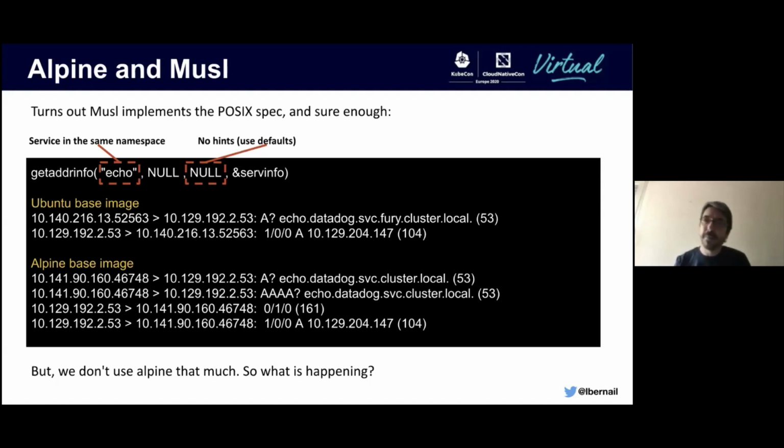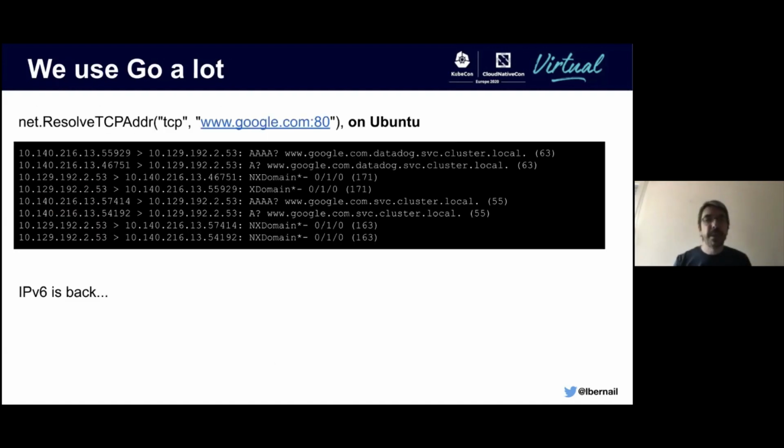However, we don't use Alpine that much, so that can't explain why a third of our traffic is IPv6, right? We use Go a lot. So at one point, we looked at Go applications to see how they were behaving. If you use this very simple resolution command in Go, you can see that we're getting IPv6 queries again, even on Ubuntu. So that's good, right? Because we're supposed not to do that.